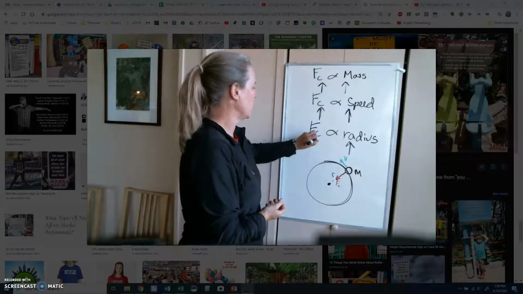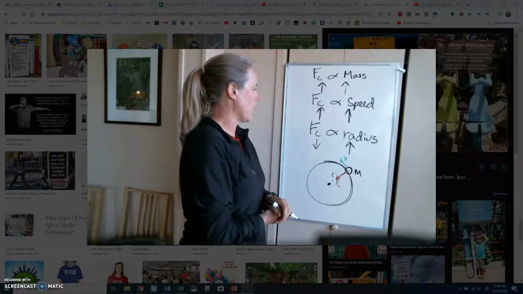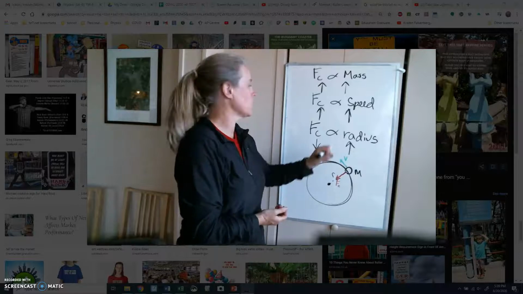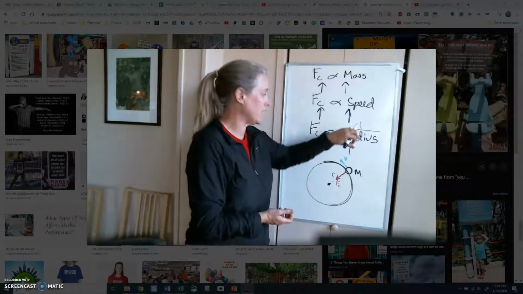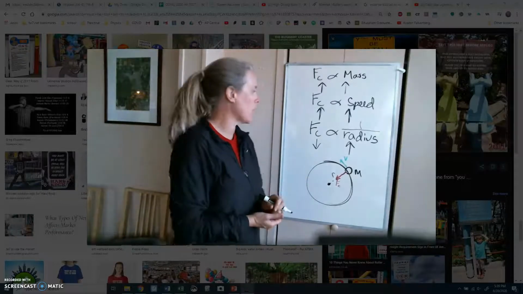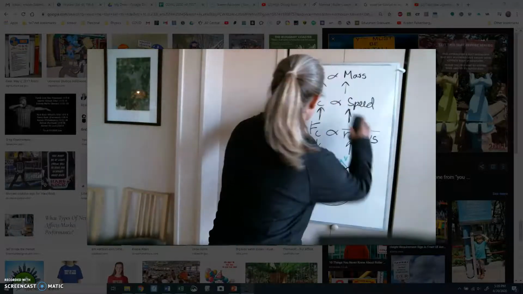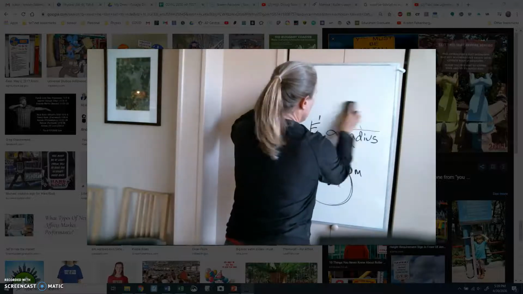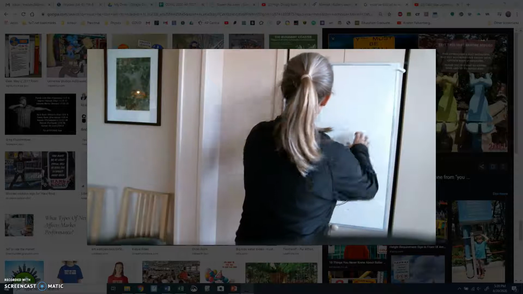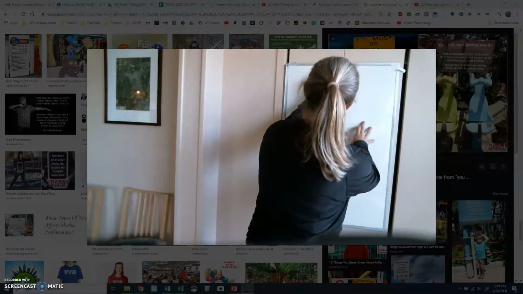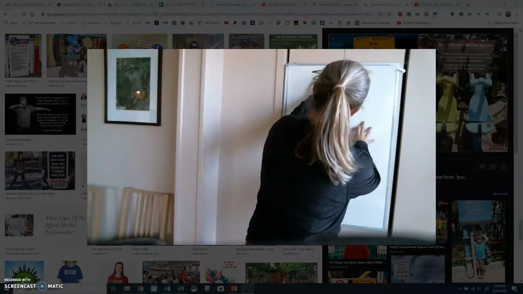If I increase the radius, my centripetal force actually goes down. So it's proportional to the inverse of the radius. If I decrease the radius, the force goes up. Ultimately, we get this equation, and this is the combination.